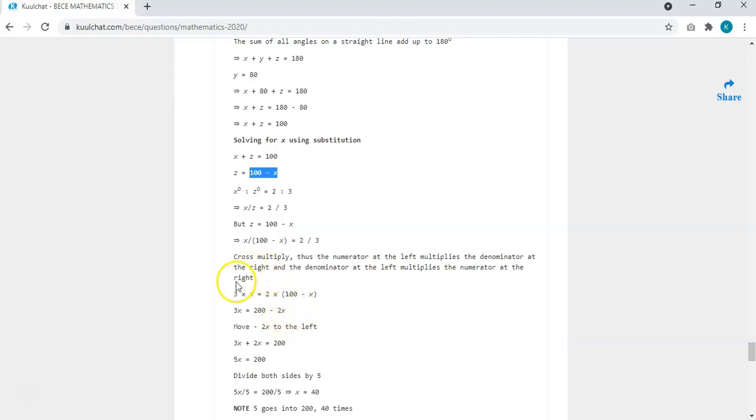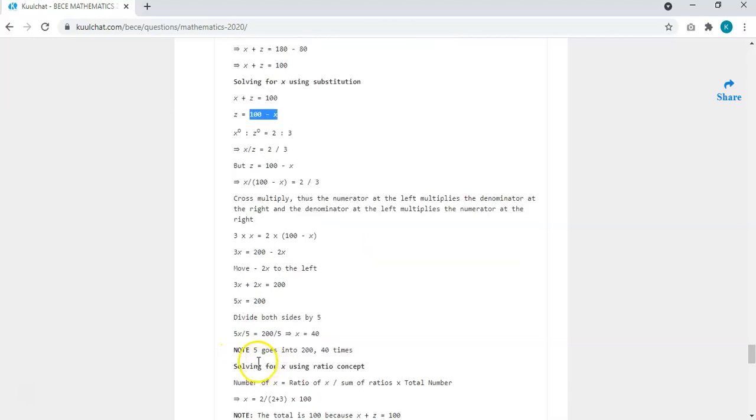Now this 2x can come over here, so it becomes positive. Then we leave the 200 there. So you get 5x is equal to 200. Then you divide both sides by 5. So when you divide both sides by 5, 5 goes into 200 40 times. So our x is 40.